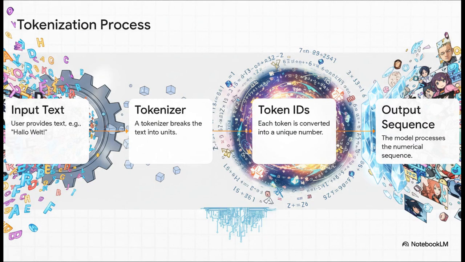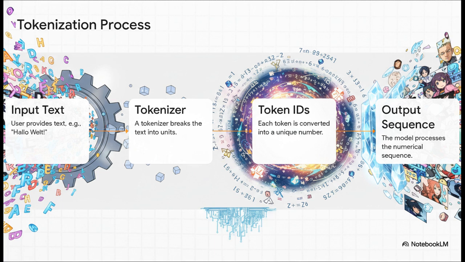Now, this process is the absolute bedrock of how LLMs work. The model isn't operating on text, it's operating on pure math. The tokenizer is the crucial translator here, converting our words into a sequence of numbers, these token IDs, that the neural network can actually process.